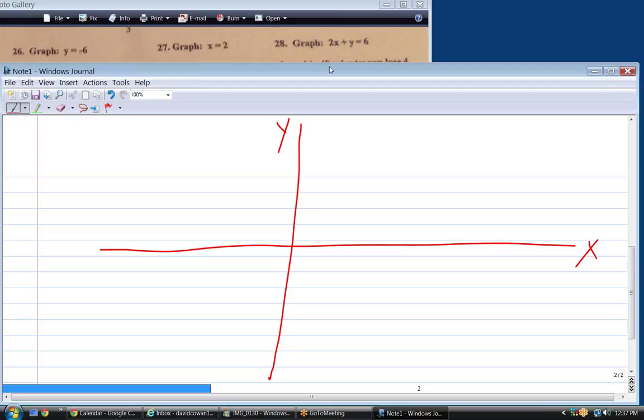Number 28, what's the easiest way to graph that? Putting it in y equals mx plus b format. Okay, I have no problem with that. Go ahead and do that. So, would it be y equals 2x minus 6?